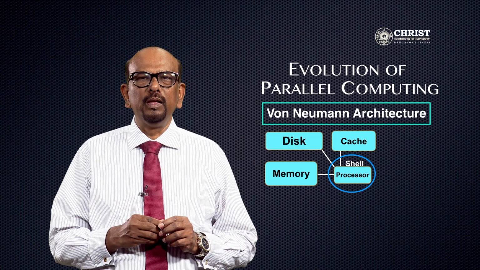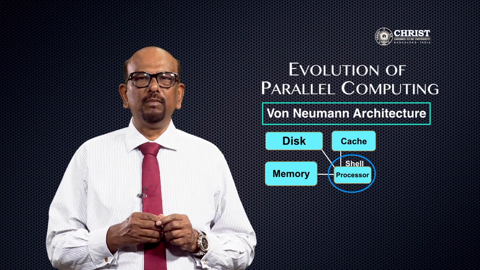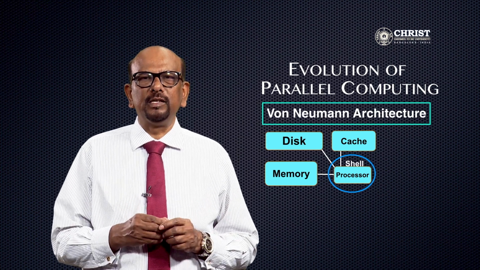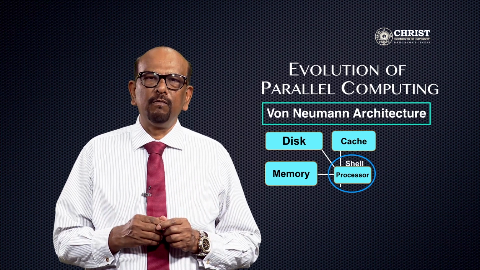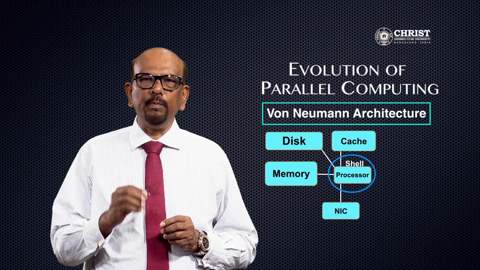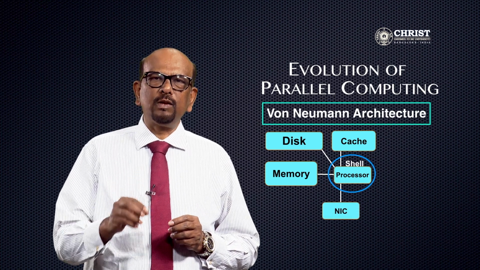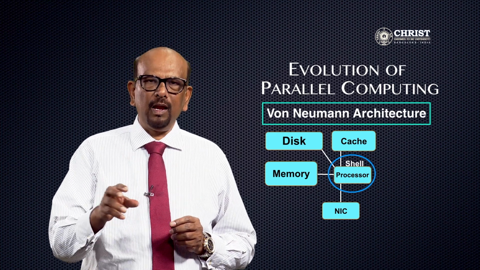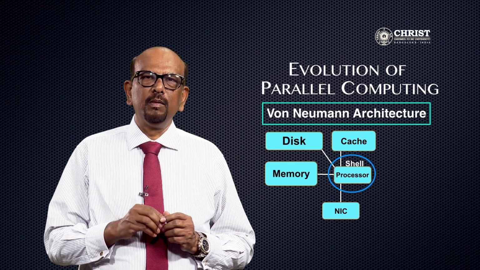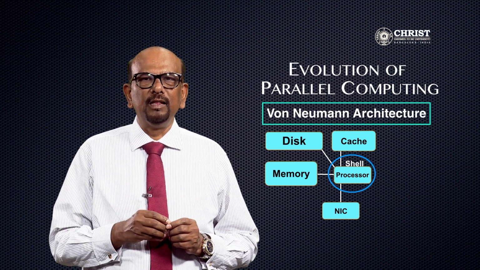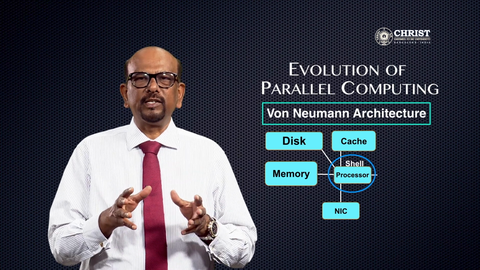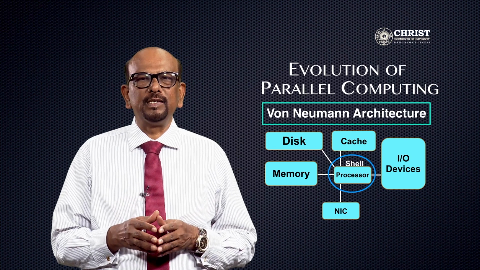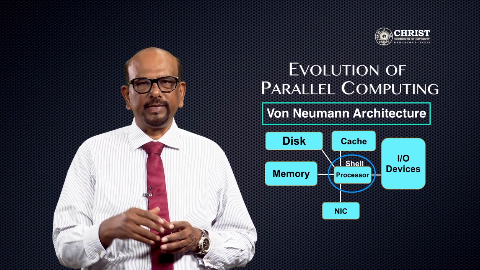A computer is no more a standalone system. It works as a part of a family of machines called the network. For connecting to the network, a computer has the network interface circuit: processor, shell, cache, main memory, hard disk. This is called the architecture of a simple computer together with the I/O devices such as keyboard, monitor, printer, etc.